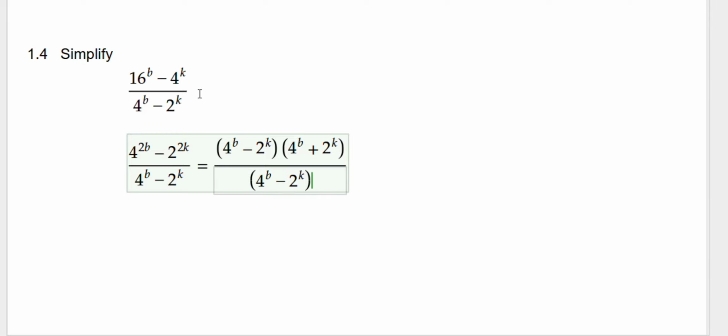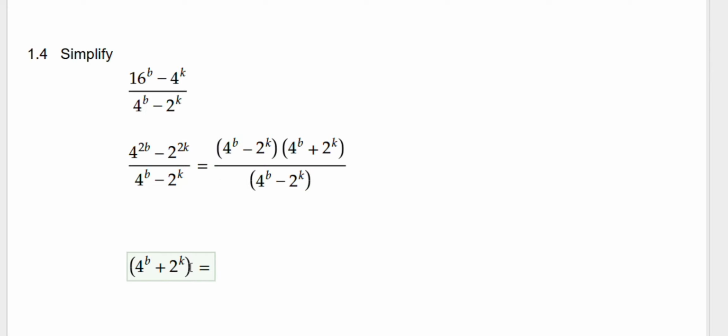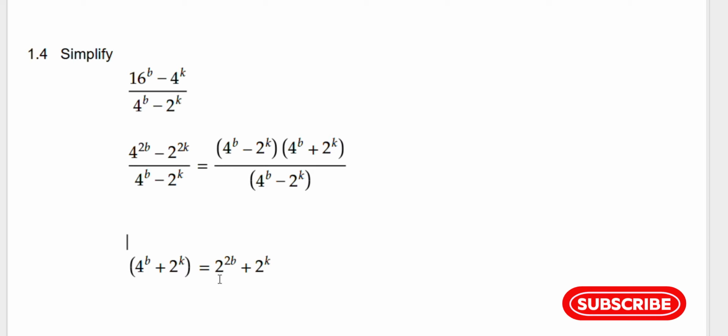Now we have this one and this one is the same, so we can cancel it out and we are left with this one. But this is not the final answer because they said simplify. You can see that you can still simplify 4. You can write 4 as 2 to the power 2, so we have 2 to the power 2b plus 2 to the power k. So this is the simplified answer for this problem.